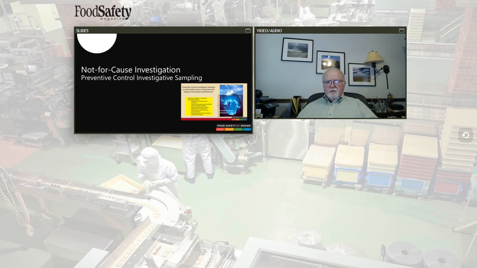Not-for-cause investigation and preventive control sampling is one of our keys. Failure to use not-for-cause sampling is a common mistake. The difference is, for-cause investigation is triggered with a verification positive. That's a product, contact surface, zone 3, or pathway of movement. Not-for-cause investigations provide data that define risk, new equipment, process changes, revised sanitation methods.